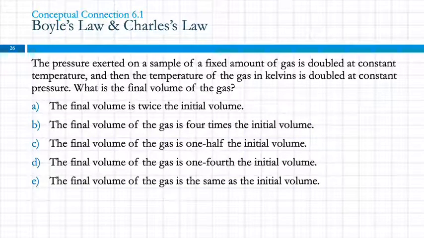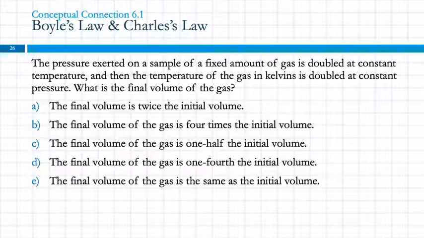Okay, conceptual connection. The pressure exerted on a sample of a fixed amount of gas is doubled at constant temperature. And then the temperature, in kelvins, is doubled at constant pressure. What's the final volume of the gas? Now, you can be really good at solving problems like the previous one and have a heck of a lot of trouble with something like this. But this really tells us, do we actually understand, or are we trained monkeys doing problems?